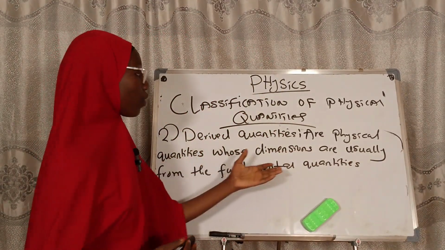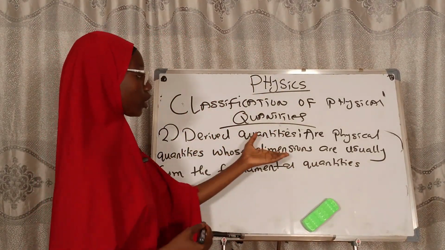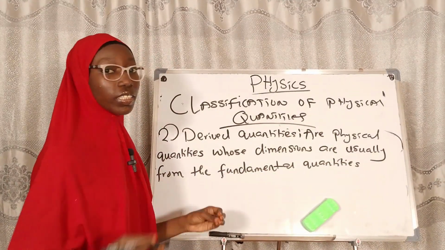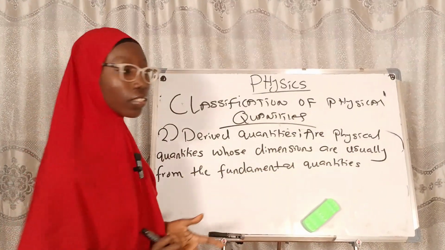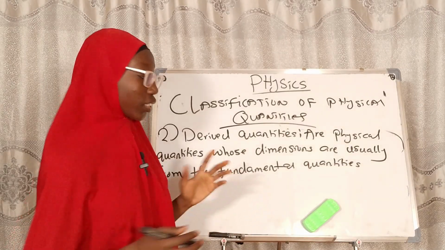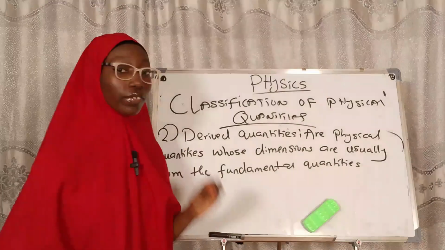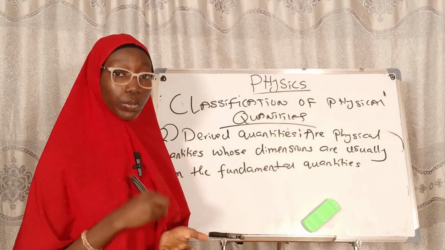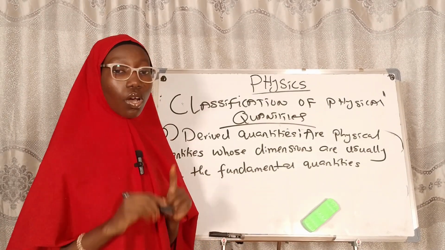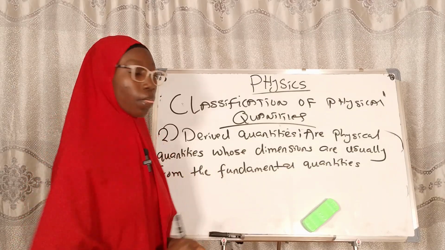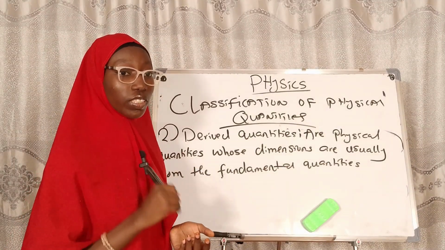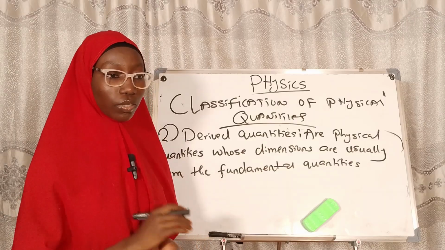Derived quantities are physical quantities whose dimensions are usually derived from the fundamental quantities. Quantities like speed, acceleration, force, pressure, and energy are called derived quantities. The derived quantities are like words built from letters A, B, C, D, all the way to Z. Letters depend on words. Derived quantities depend on base or fundamental quantities.